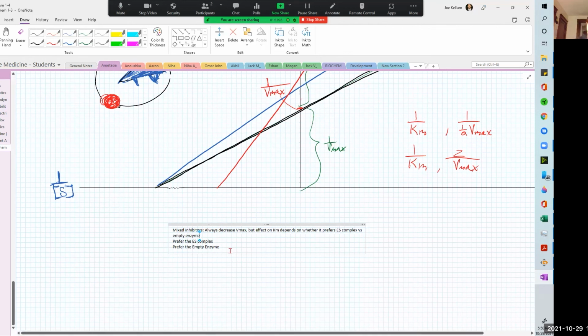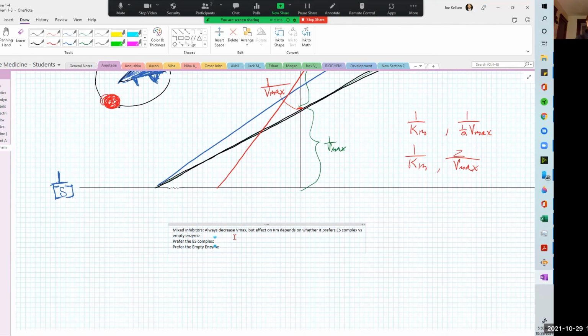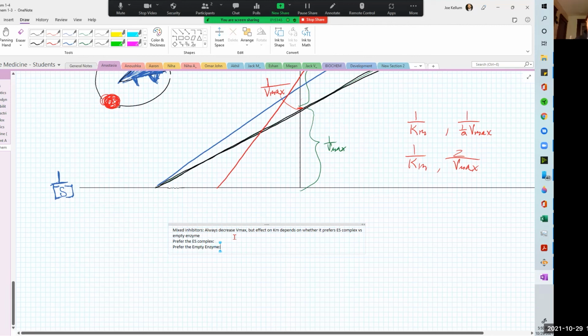Okay. So if it prefers the complex, what will it do to Km? If it prefers the complex, it will decrease Km. Yes. Okay. Nice. And then this would obviously increase Km.